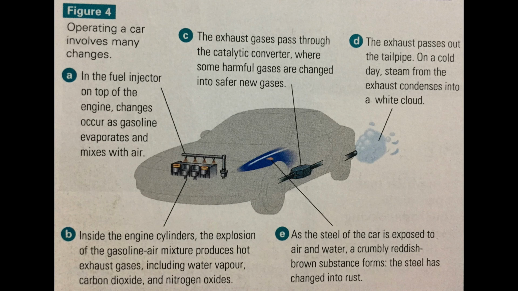On a cold day, steam from the exhaust condenses into a white cloud, and that white cloud is actually condensed water vapor. E, as the steel of the car is exposed to air and water, a crumbly reddish brown substance forms. The steel has changed to rust, which is iron 3 oxide.